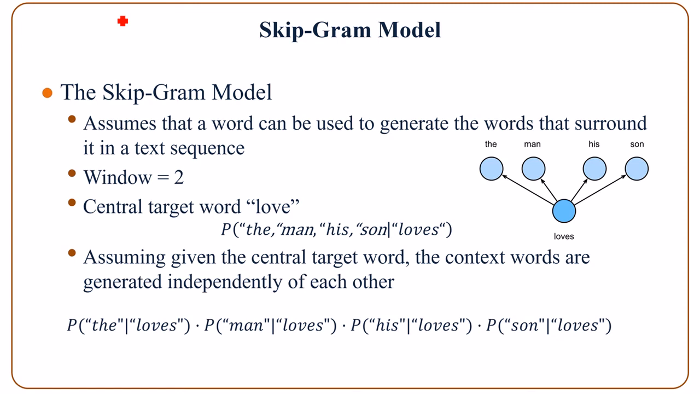The skipgram model is concerned with the conditional probability for generating the context words the, man, his, and son, given the word loves. The context words are within a distance of no more than 2 words from the central word. Assuming that given the central target word loves, the context words can be generated independently, we can rewrite the probability as a product of the probabilities for individual context words.